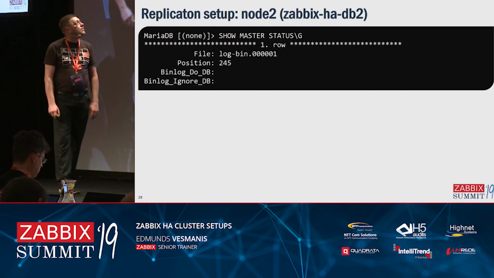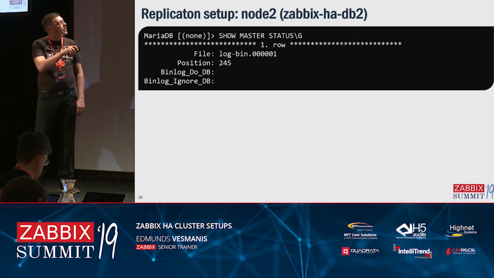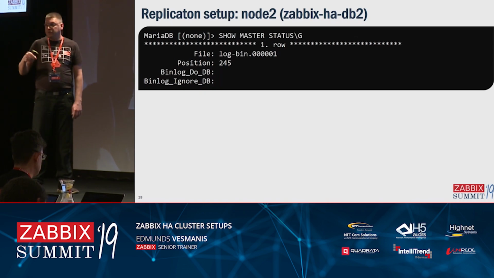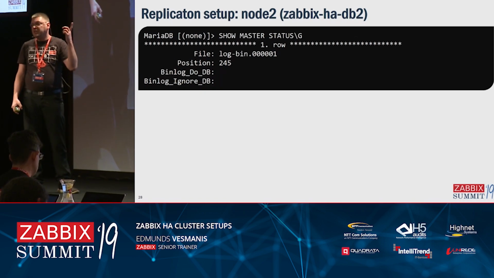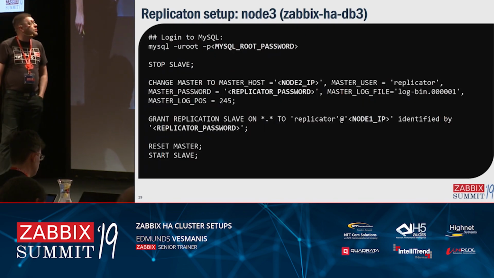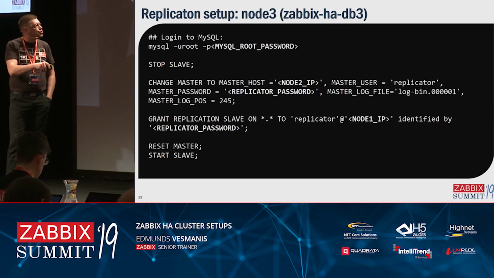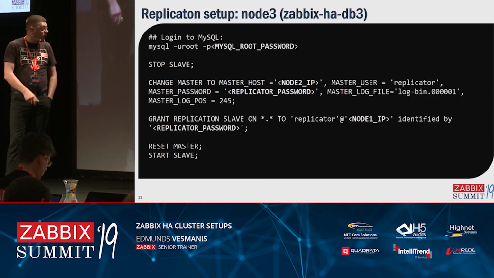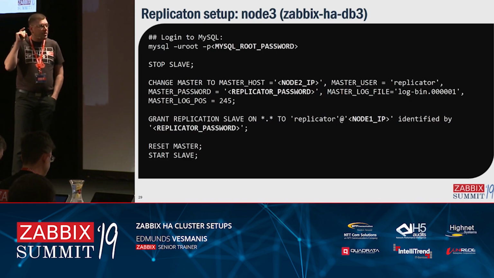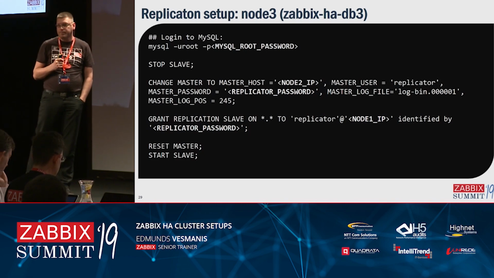Then we proceed on the second node. Again, we run show master status. We get the binary log file and position. Yeah? If you use reset master on the second node, the position will be the same as for the first one. And on the third node, same as we did on the second one. So we specify which node will be the master, with the binary log file settings and log position. And then we set up our first node as a slave of the third one.